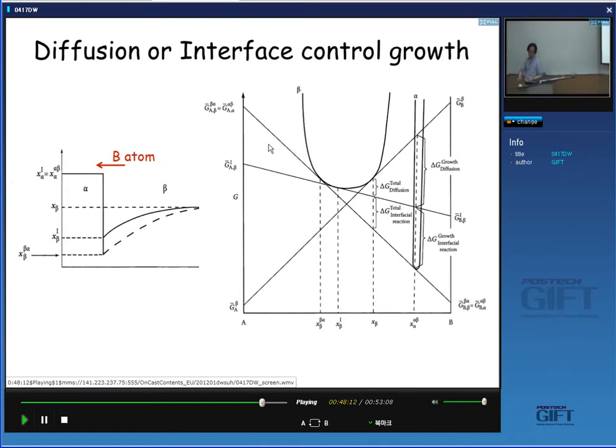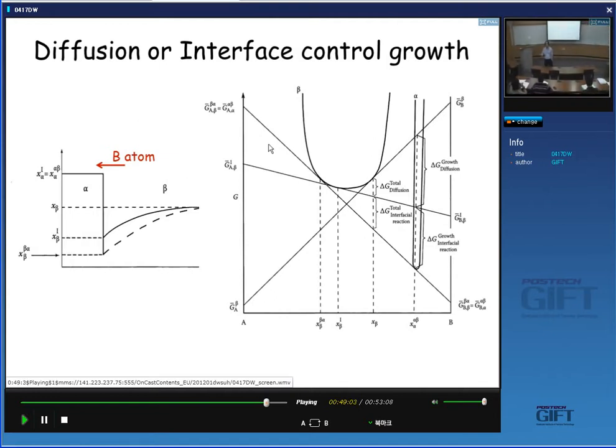But that is an ideal case. Usually when an atom crosses the boundary, it needs some driving force. So in other words, that assumption of local equilibrium is a very good assumption, but it is a kind of ideal case, but close to the reality in some cases. So how will the interface concentration change when there is a necessity for the driving force for an atom to cross the interface?